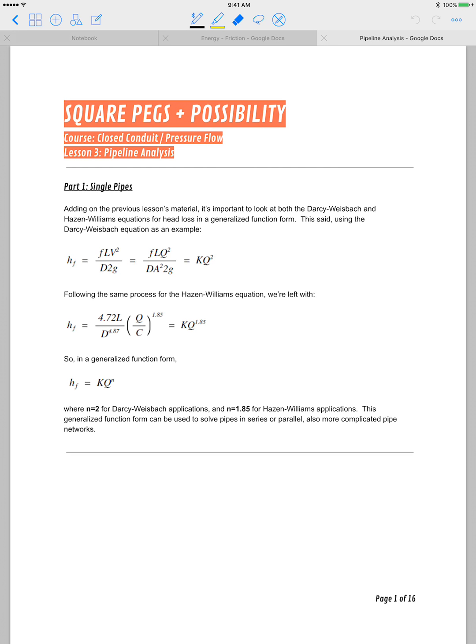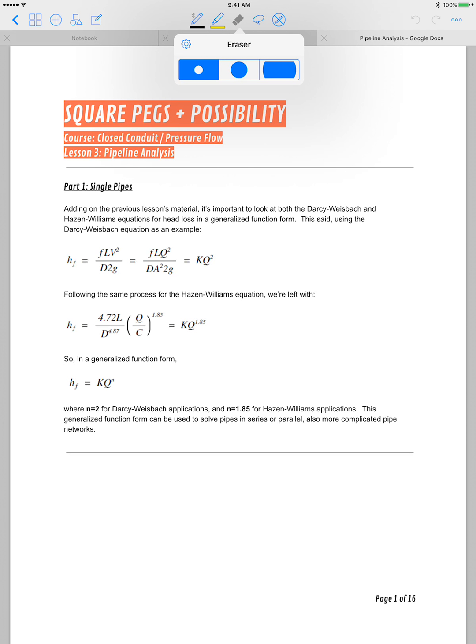Here we are on lesson number 3, pipeline analysis, which is part of the course Closed Conduit Pressure Flow. The purpose of this is to prepare you to take your civil PE exam. This lesson will cover both AM portions and PM portions. So there'll be some topics that would be found in the water resources environmental PM portion as well, and we'll call those out as separate items, so you can tune out if you don't need those.